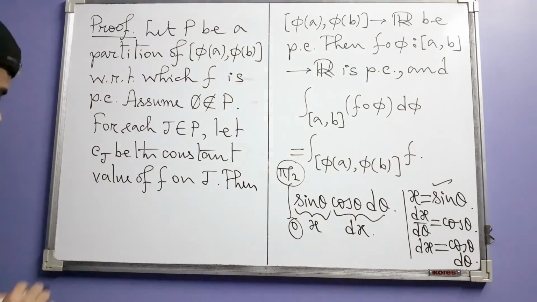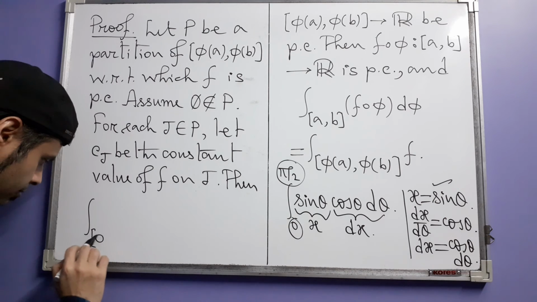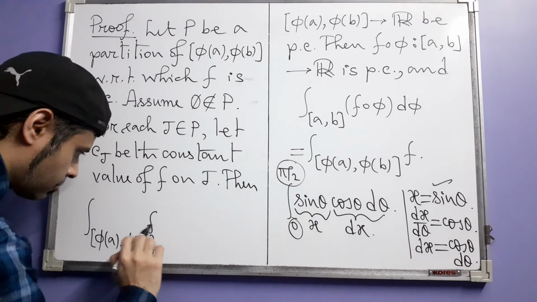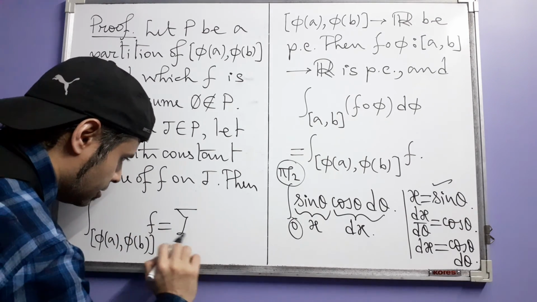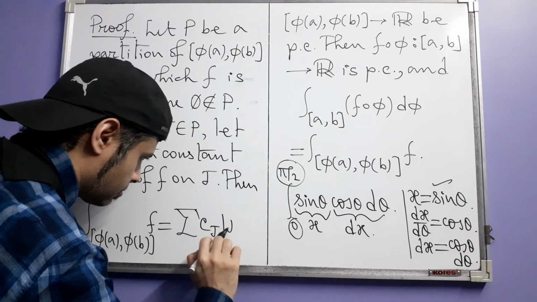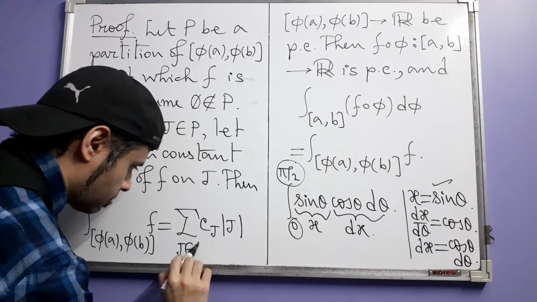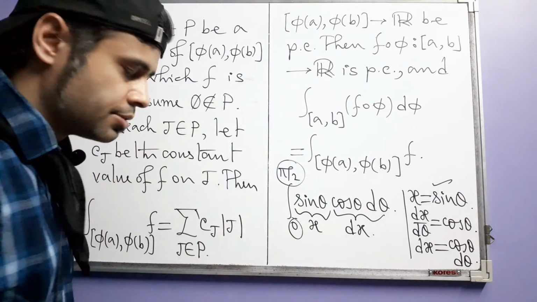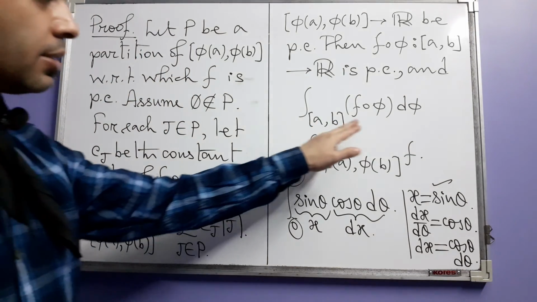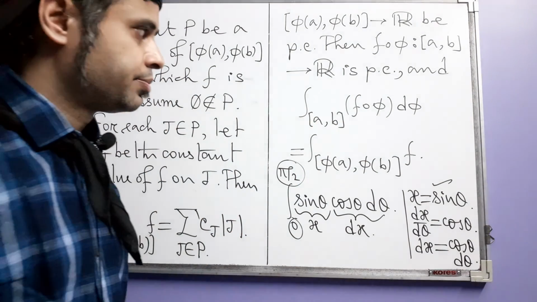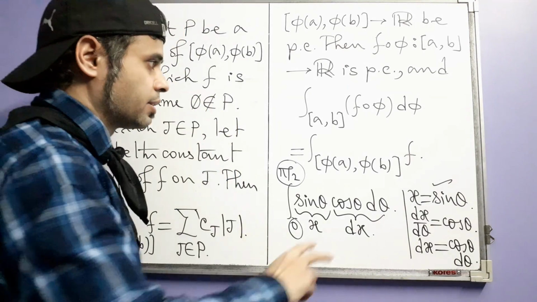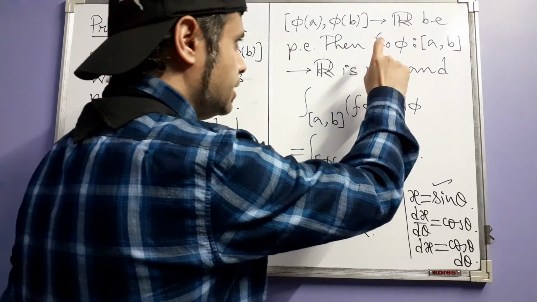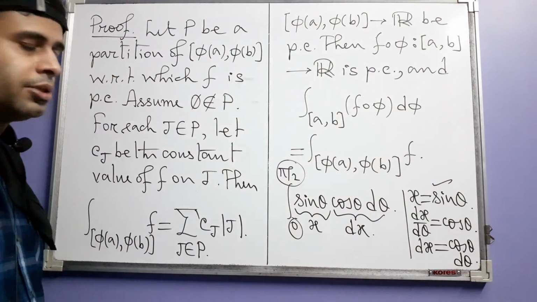Then this integral will be simply this sum. Okay, so we know what this right hand side is. It is this. We now have to prove that this left hand side is also equal to this. But let us also note that before we can think what this integral will be, we need to show that this composition itself is also piecewise constant.